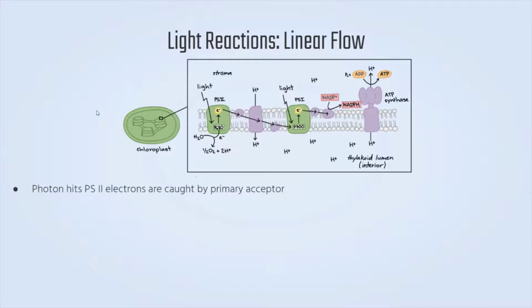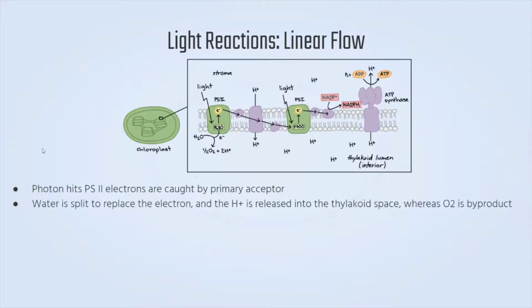So when a photon first hits photosystem 2, the electrons are caught by the primary acceptor, which we talked about earlier. After that, water will be split in order to replace the electron that we just used. H+ ions will be released into the thylakoid space, and the O2 will be a byproduct of that water.